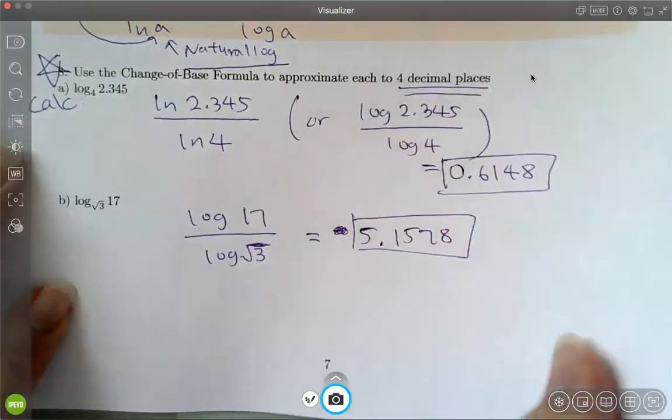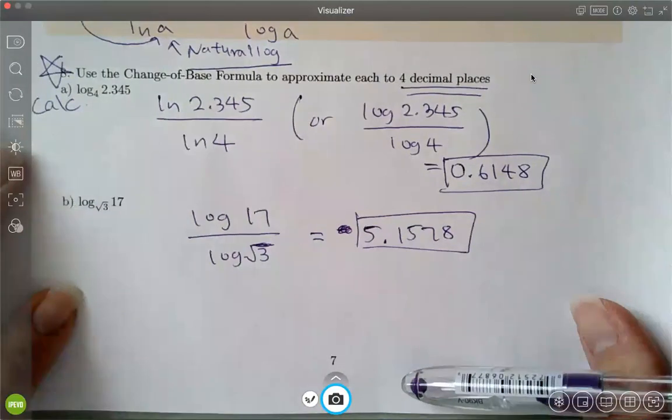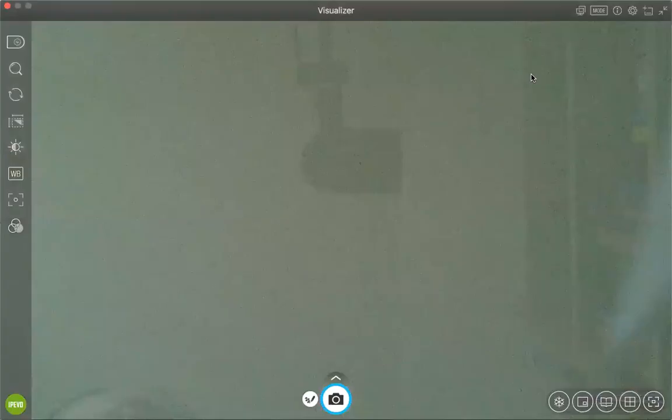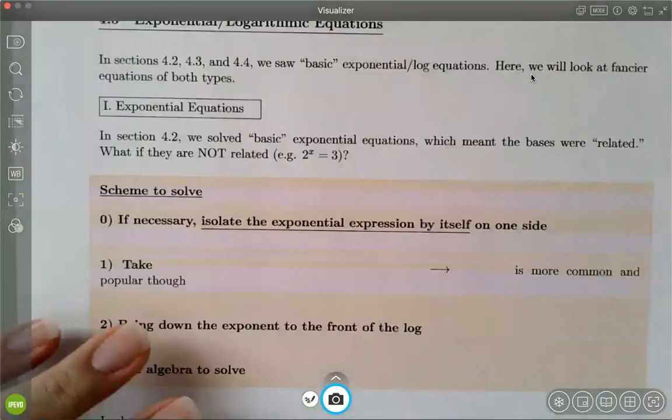Okay, so any questions on these problems? Now you have seen 3 types of calculator problems, and there are 2 more, which come in the next section. Okay, so now 4.5.